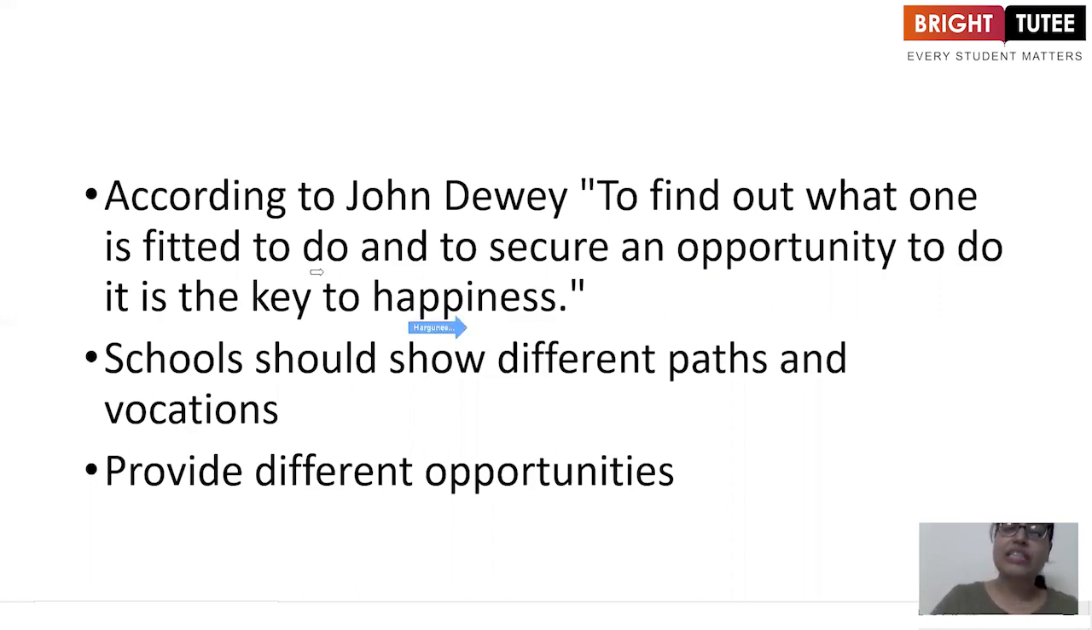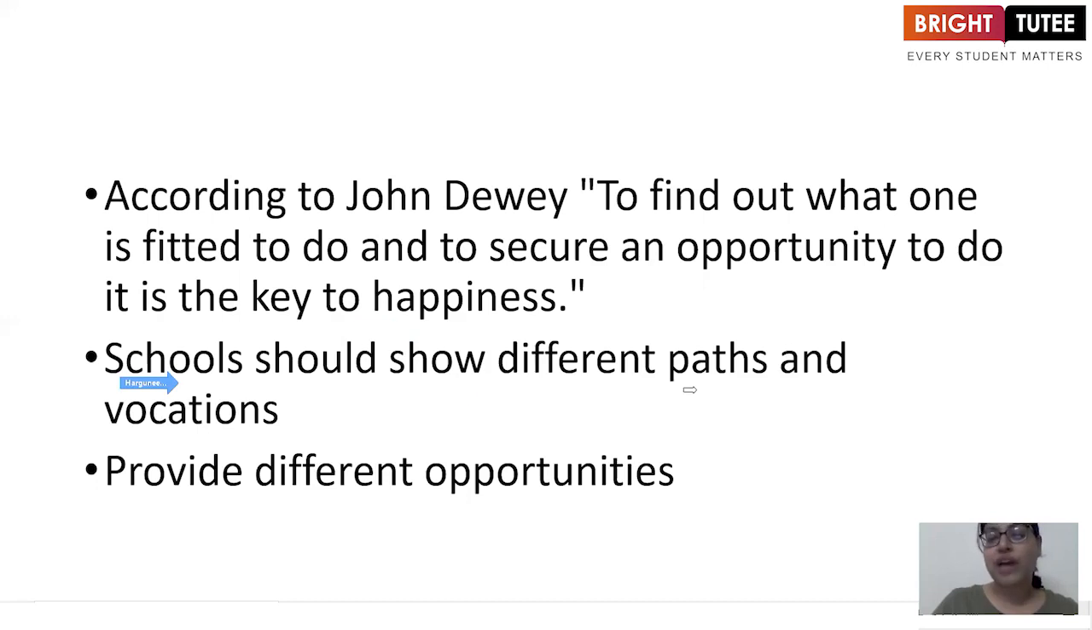So first is understanding your capabilities and your interests, then getting educated in that particular field or area of interest, and then securing an opportunity to actually work in that particular field. All this is the key to your happiness.